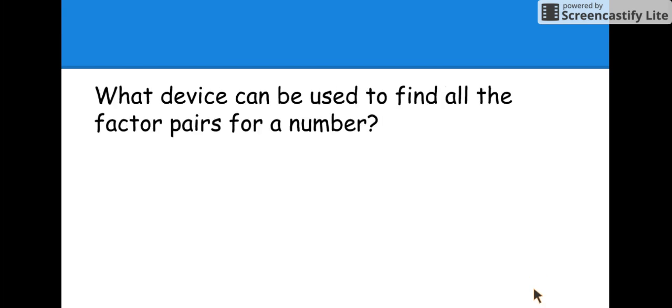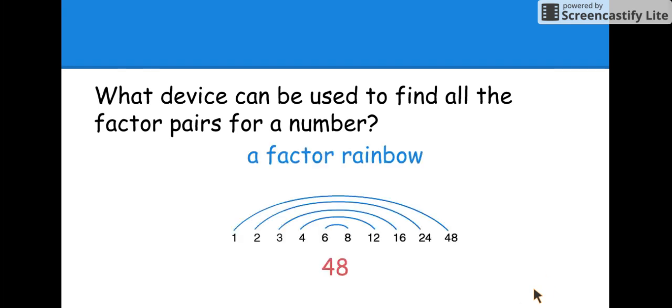What device can be used to find all the factor pairs for a number? A factor rainbow. A factor rainbow is a way to show factor pairs in a list of all the factors of a number. A factor rainbow can be used to check whether a list of factors is correct.